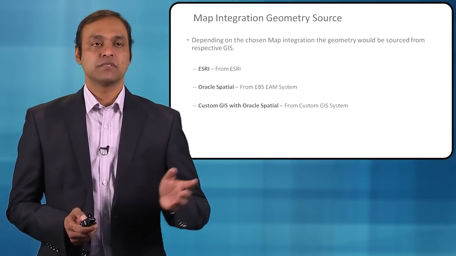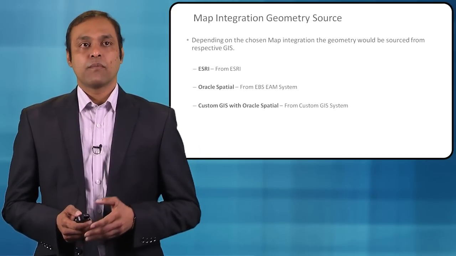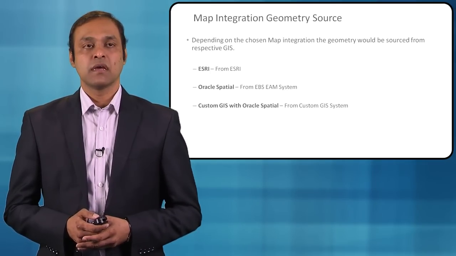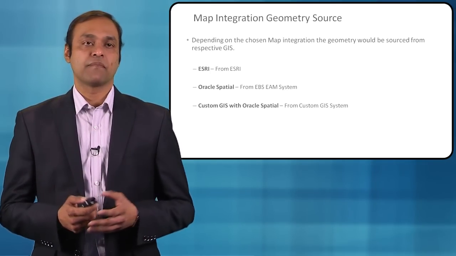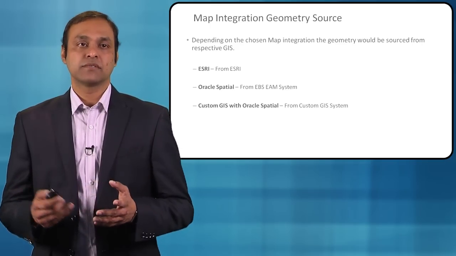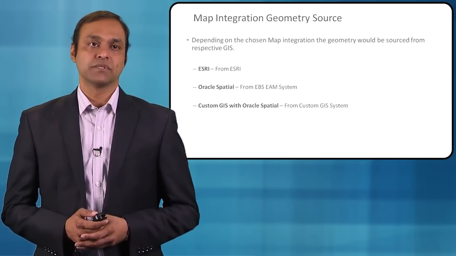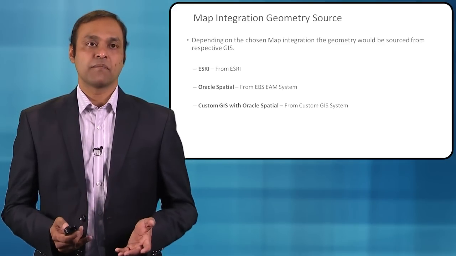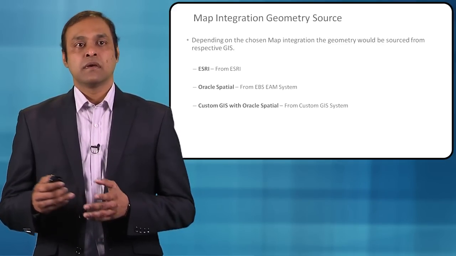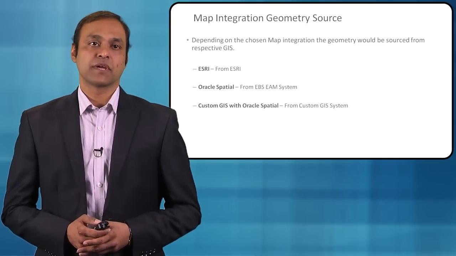So now you know what the geometry is. Based on the profile or the integration which you are choosing, the geometry gets sourced from that system. If you go for pure ESRI, the geometry gets sourced from the ESRI system. If it's Oracle Spatial, it's from the EBS EAM system. If it's custom GIS, the geometry gets sourced from the custom GIS system.